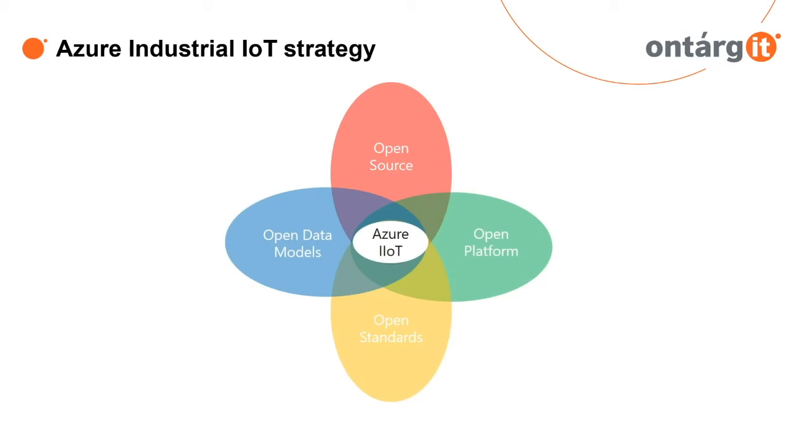So on the next slide, you see a diagram where the industrial IoT strategy is depicted. The key components of the strategy are the wide usage of open source products, Azure as an open platform, open and widely used industrial standards, and an open data model, of course.